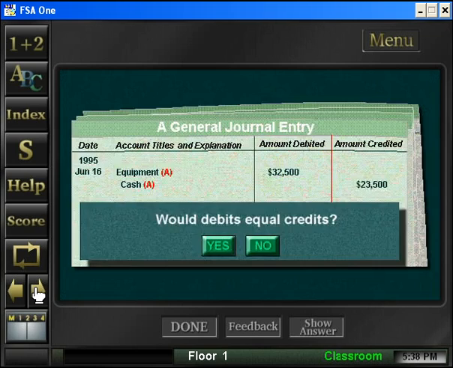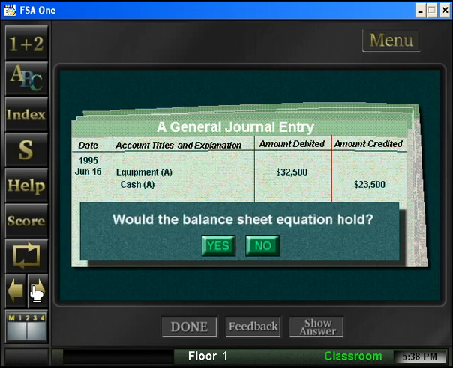Suppose the company acquired equipment for $32,500 cash and the bookkeeper made this entry. Would debits equal credits? Good for you! You caught a transposition error. Would the balance sheet equation hold? You are correct. If debits do not equal credits, the balance sheet equation cannot hold.